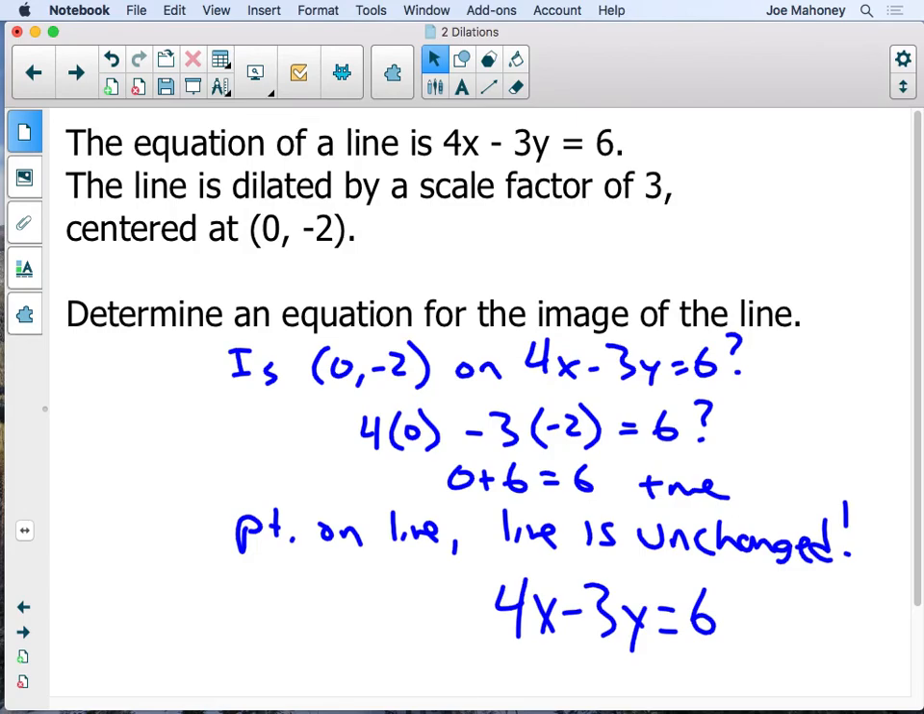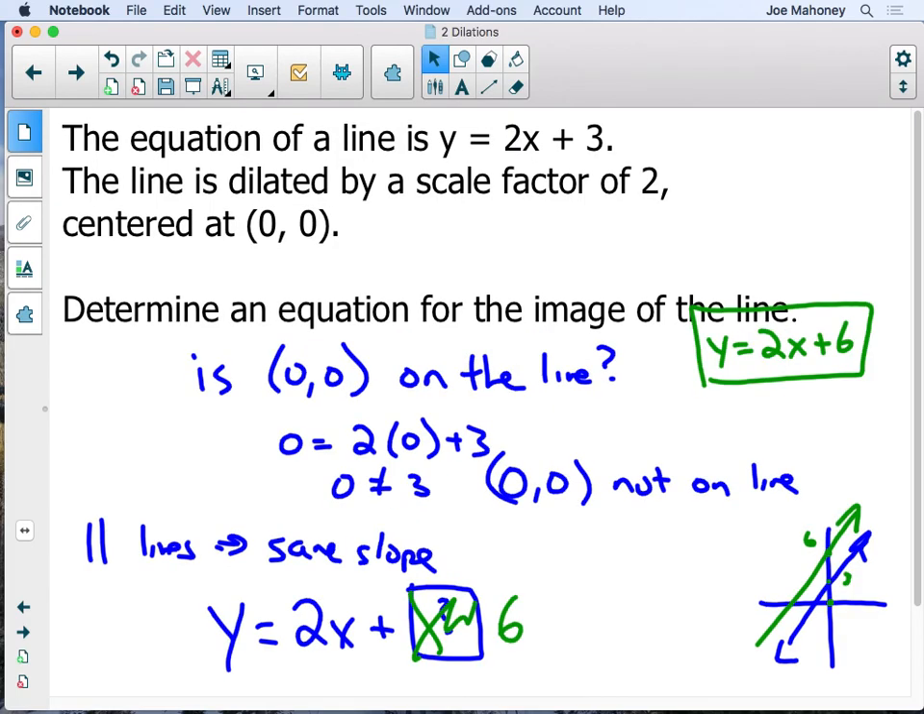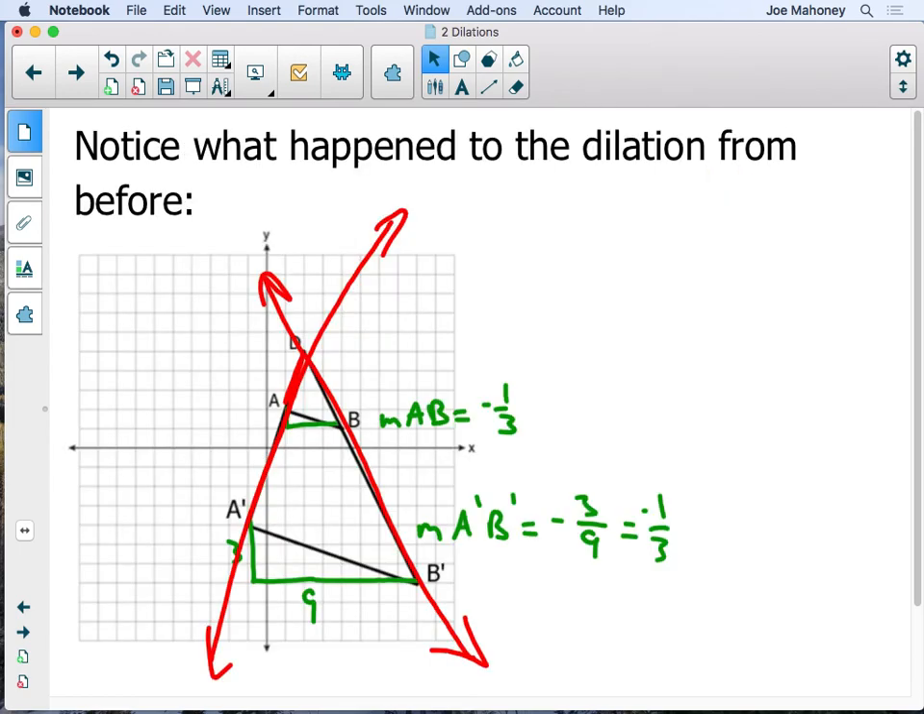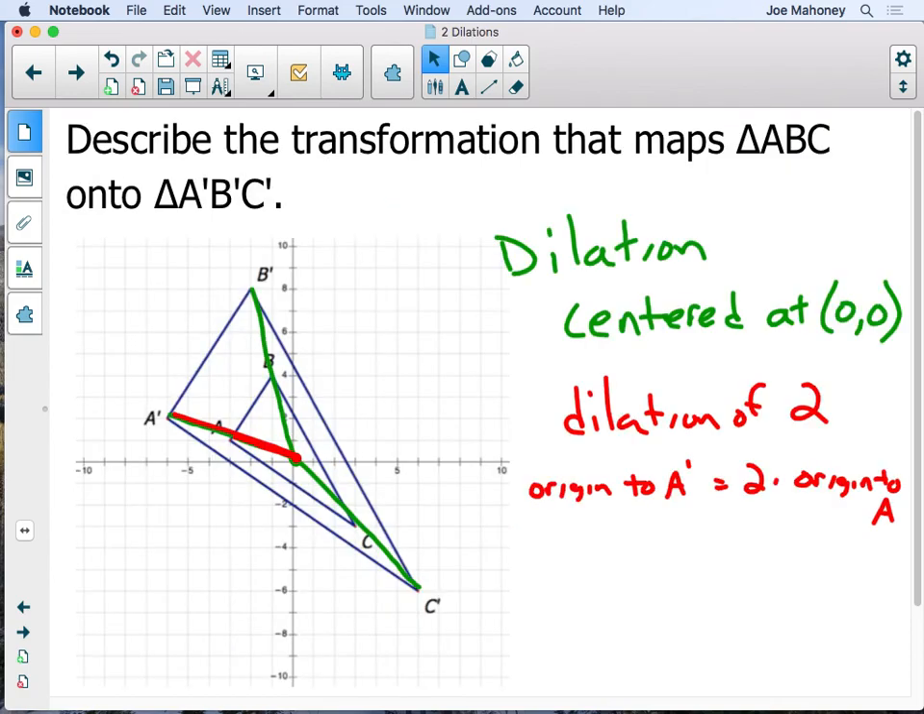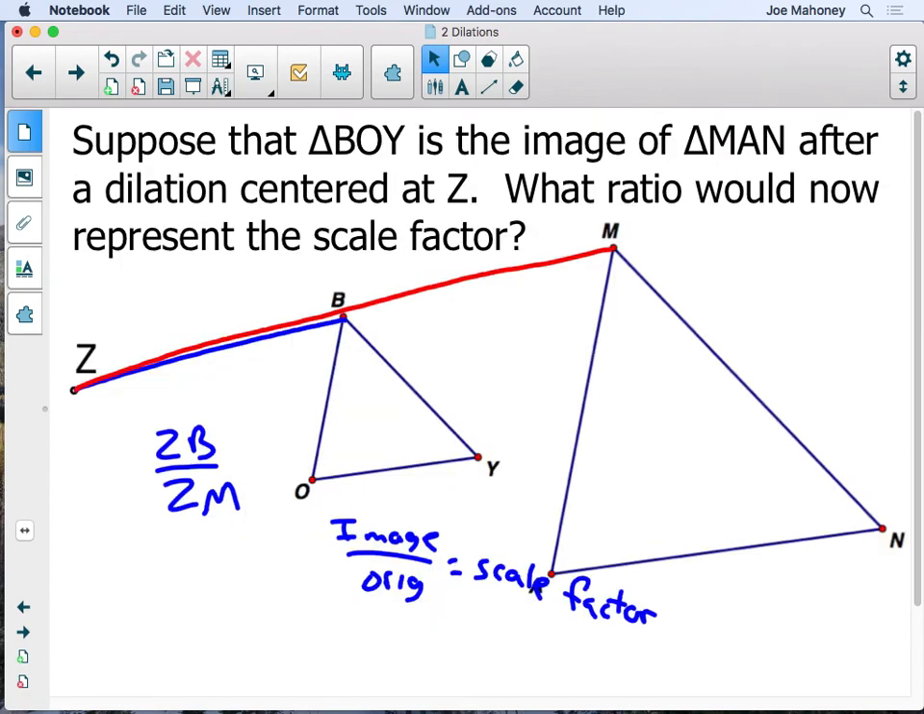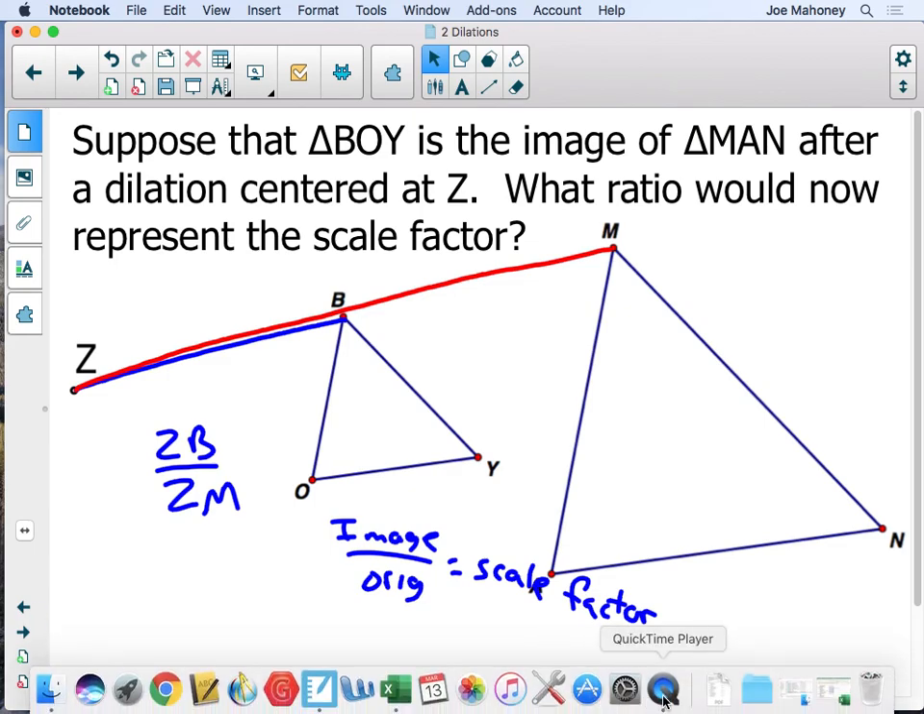So we hit a lot of stuff with dilations today. Here's things you should be able to do. You should be able to determine an equation for a line if the point is on it or if it's not on it. You should also be able to understand this conjecture. That's the last two examples there. Maybe you can go on a grid and you can determine a transformation. You can describe that dilation. Or maybe you can dilate points that are on a grid. Maybe you can find the scale factor as well. A lot of good things here today, my friends. You need some practice.